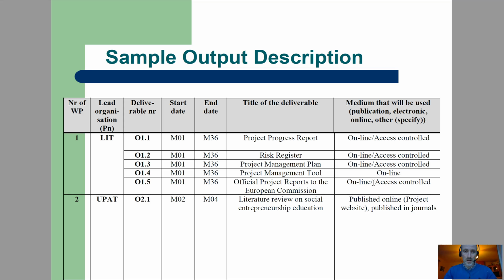Here's an example of some of the outputs you're required to develop in Knowledge Alliances, and particularly Erasmus. So description of the deliverable, start and end date, what's the title of the deliverable, and what medium will it be published on. So we were doing a literature review, to be published online, and we tried to get a journal publication also.